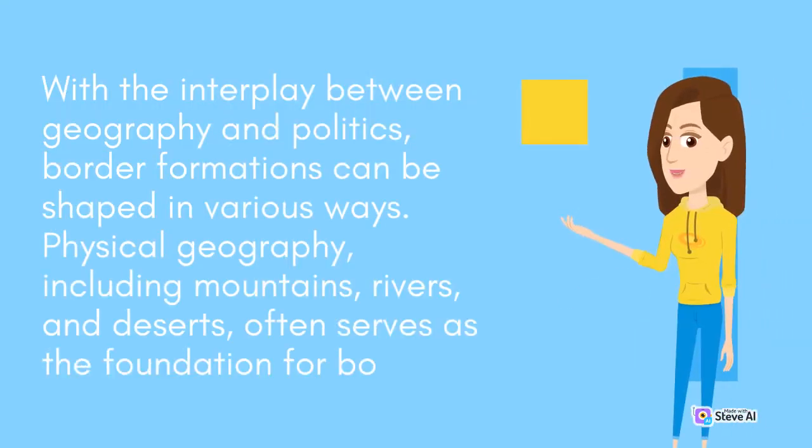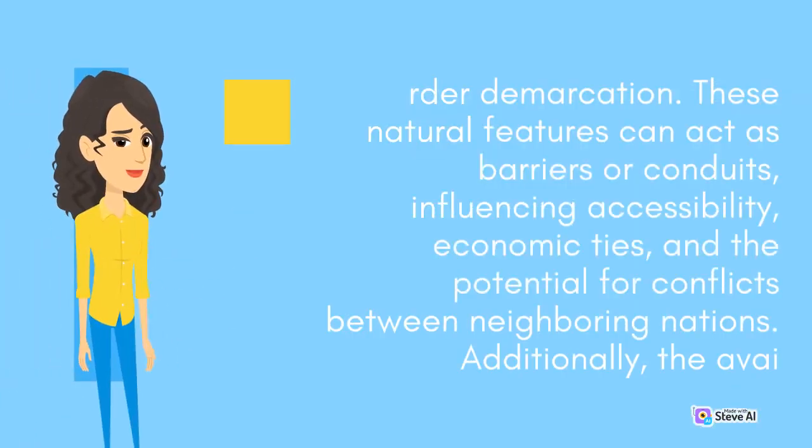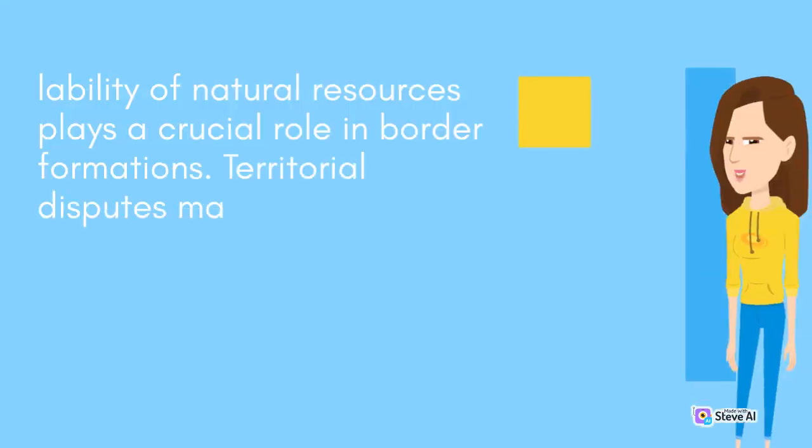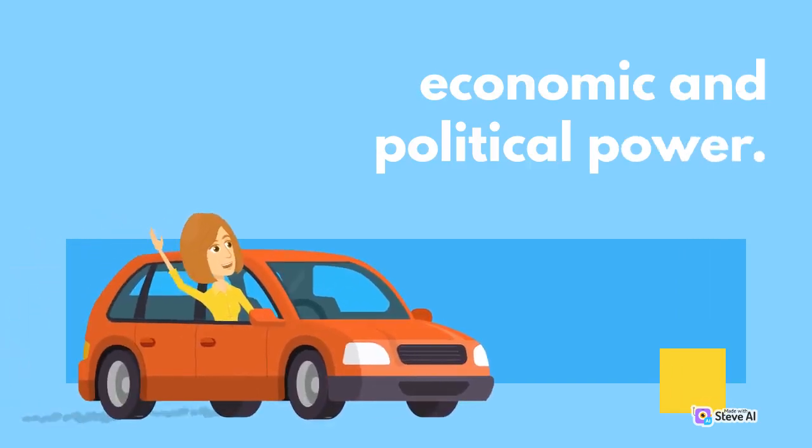With the interplay between geography and politics, border formations can be shaped in various ways. Physical geography, including mountains, rivers, and deserts, often serves as the foundation for border demarcation. These natural features can act as barriers or conduits, influencing accessibility, economic ties, and the potential for conflicts between neighboring nations. Additionally, the availability of natural resources plays a crucial role in border formations. Territorial disputes may arise when valuable resources like oil, minerals, or fertile land are at stake, impacting a nation's economic and political power.